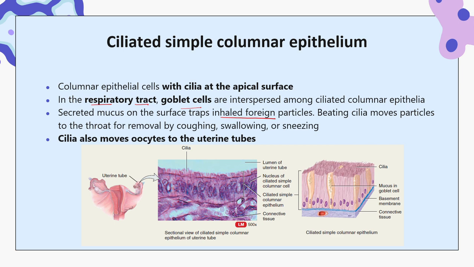Cilia also move the oocyte to the uterine tube. So you can remember, ciliated simple columnar epithelial tissue is present in the lining of the uterine tube and respiratory tract.